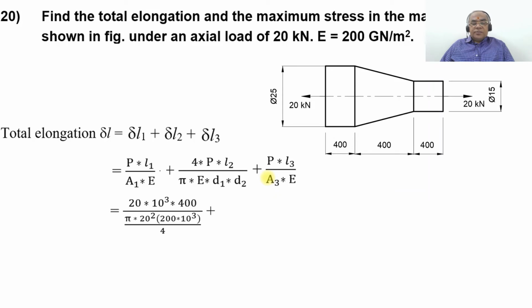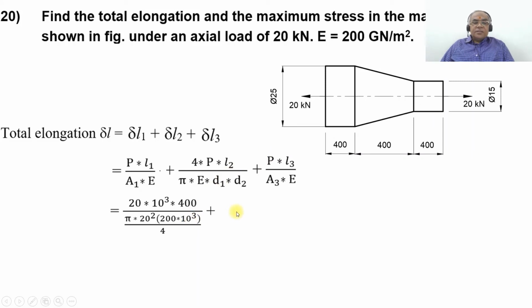So now we are going to substitute these values. What is P? P is 20 kilonewton. Converting it into Newton, it is 20 into 10 to the power of 3, into the length of section 1, which is 400, divided by the area, pi by 4 into 25 square, into E, which is 200 giganewton per meter square, that is 200 into 10 to the power of 3.